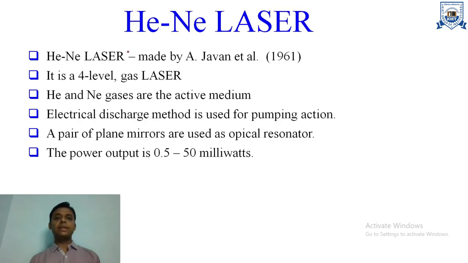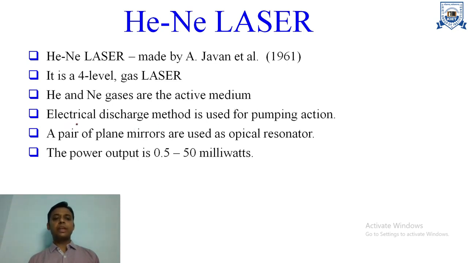Now the topic is the helium neon laser. The helium neon laser is a gas laser made by A. Javan et al. in the year 1961. It is a 4-level laser and a gas laser. Gas laser means here the laser medium is gas. Helium and neon gases are the active mediums.